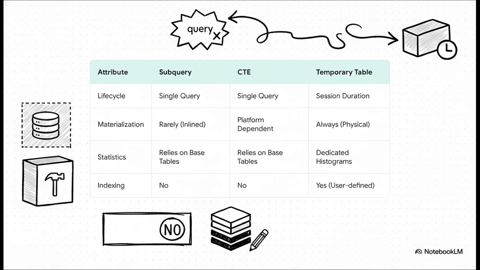Okay, this table just lays it all out perfectly. You can see the life cycle right there. Subqueries and CTEs, they live and die with a single query execution. Temp tables, they stick around. But look, the two rows that matter most for performance are right here: materialization and indexing. Temp tables are always physically materialized, and you can index them. The others, not so much. This is the difference that makes all the difference.